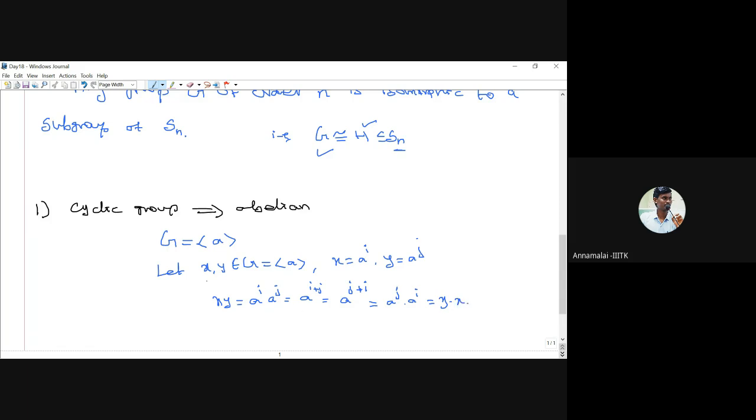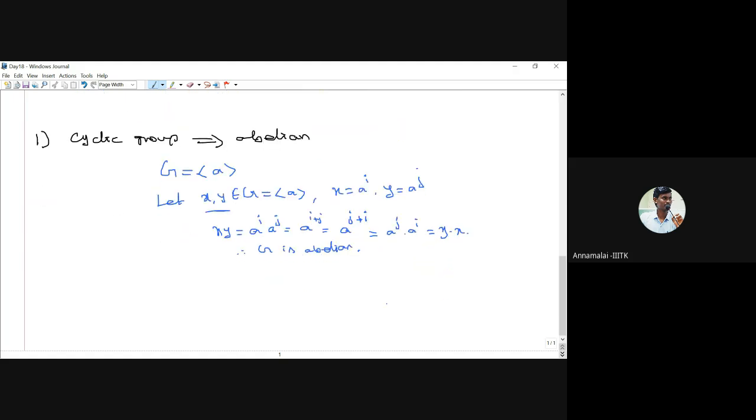We started with an arbitrary element x, y, and it satisfies the commutative property. Therefore, G is abelian. So therefore, every cyclic group is an abelian group. It's a very important result. Now, the next question: what about the converse? Are all abelian groups cyclic groups?